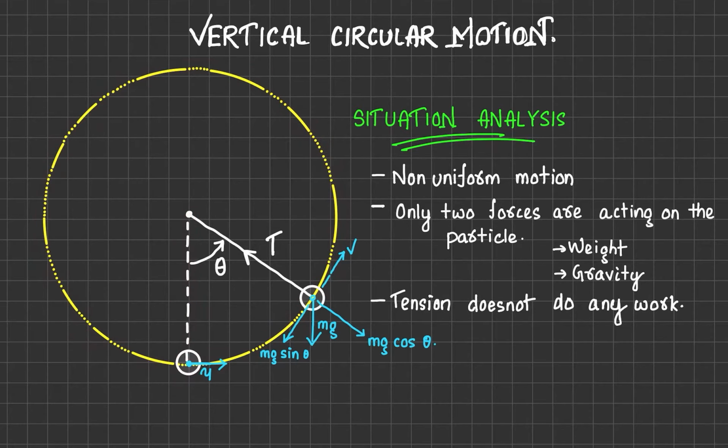If we notice, here the object is acted upon by two forces: mg and a tension force. Only two forces are acting, and pay attention, guys, there is no centripetal force acting, meaning there is no mv square by r force. Rather, we say that this tension T and this mg together provide the necessary centripetal force.